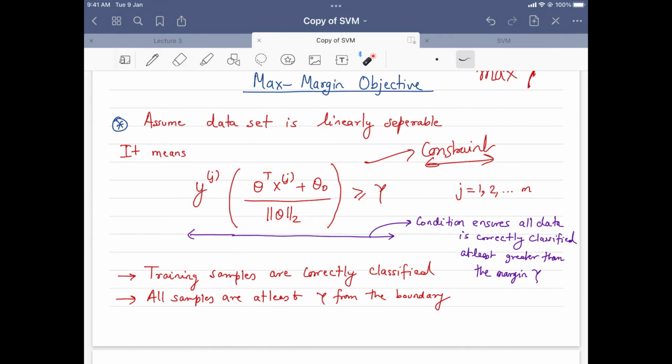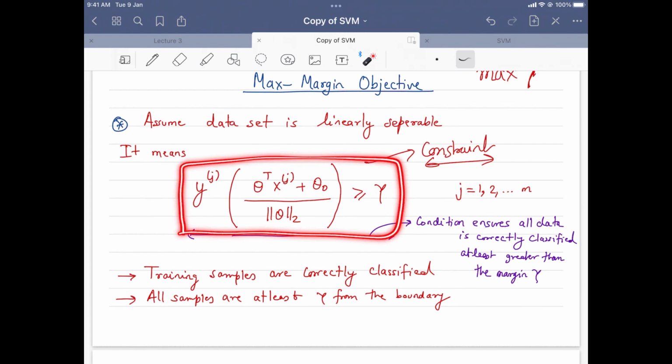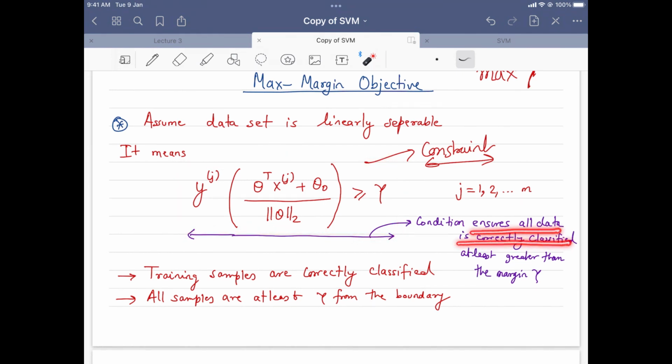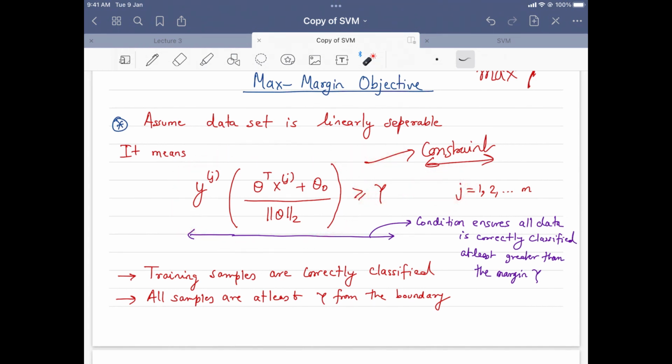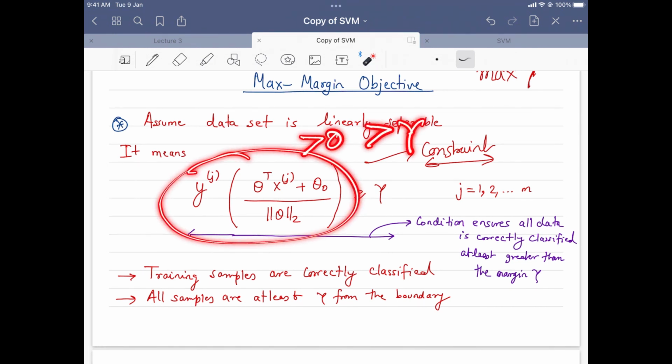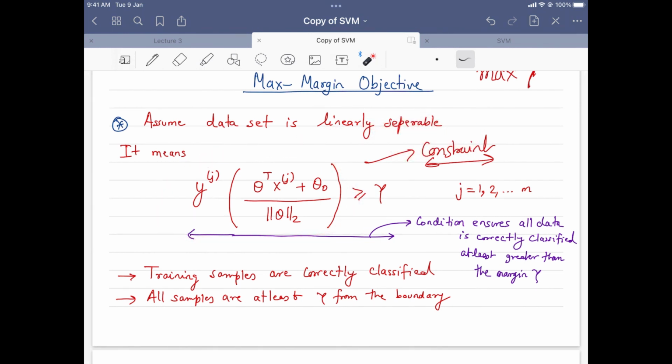That is important, and we want that value to be greater than gamma. So this condition over here ensures that all data is correctly classified. Why is it ensuring that? Because you know that this value is always greater than 0, because gamma is always greater than 0. So once you put this condition, it is inherently ensuring that all the data is correctly classified, and you want this value to be greater than some value gamma, which is not equal to 0. So that's why we want this correct classification to happen, and we want it to be at least greater than the margin gamma.